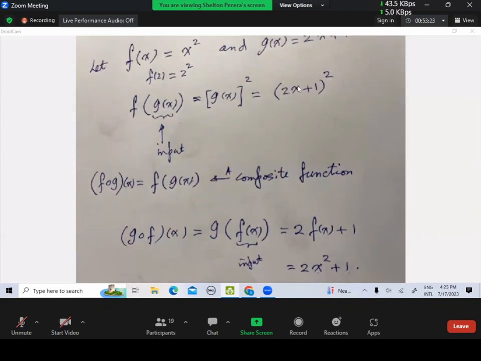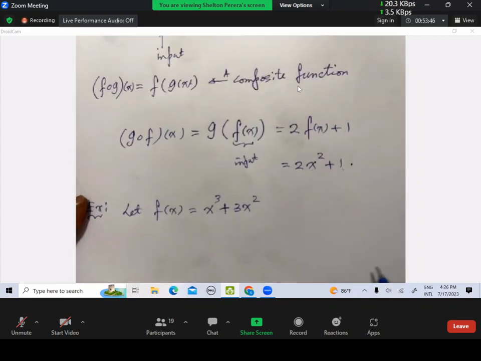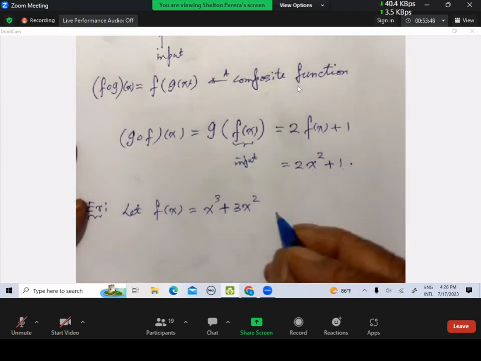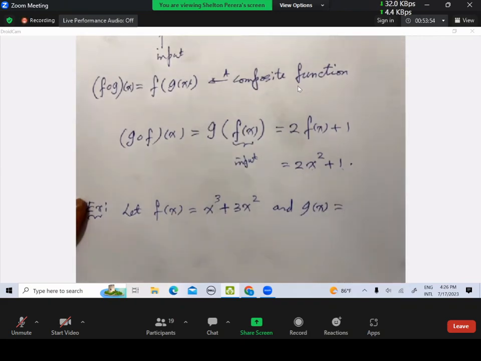Now let us take another example. Let f of x be x cubed plus 3x squared, and g of x be equal to, so a function inside a function, g of x equals, say, 2x squared plus 1.